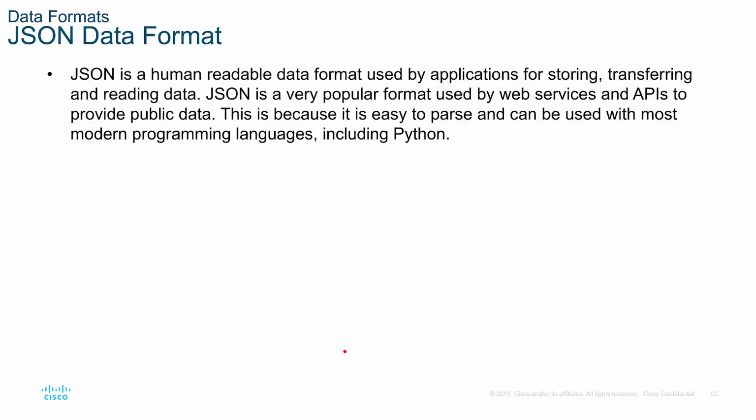JSON is a human-readable data format used by applications for transferring and reading data. JSON is very popular. That's the big reason why we need to understand it for web services, for APIs, things like that. When we're talking Python, it's very common. With JSON, it's very easy to parse and can be used with, again, other languages. Not just Python, but Python's one of the big ones. As we grow with additional languages, we have the ability to work with one another. So let's look at the JSON a little bit more.